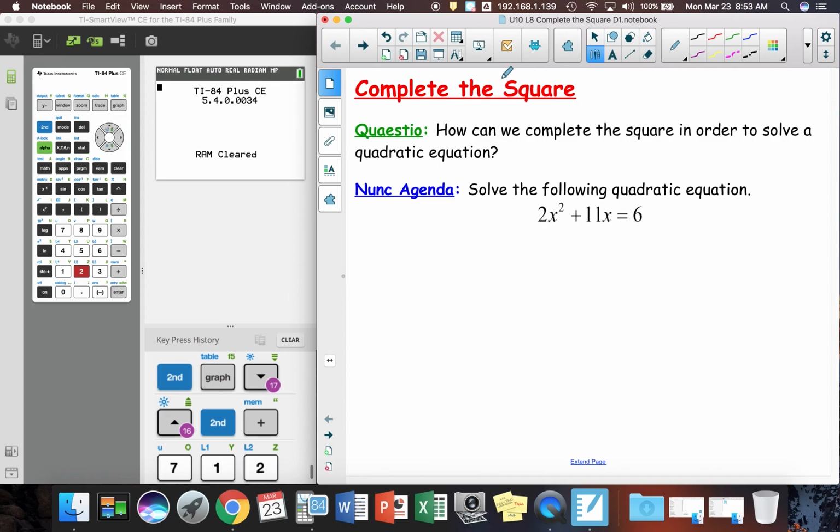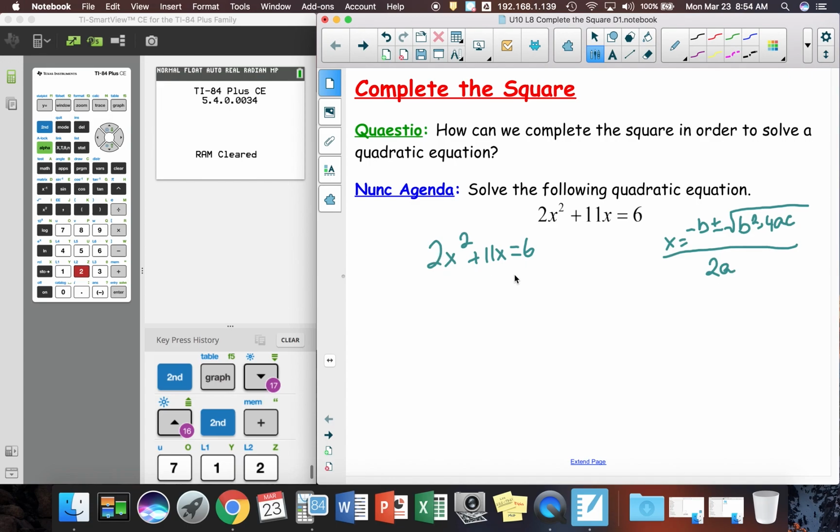So today we're going to start with solving the quadratic equation 2x squared plus 11x equals 6. Now, I'm going to use the quadratic formula for this method. So the quadratic formula is x equals negative b plus or minus the square root of b squared minus 4ac, all over 2a.